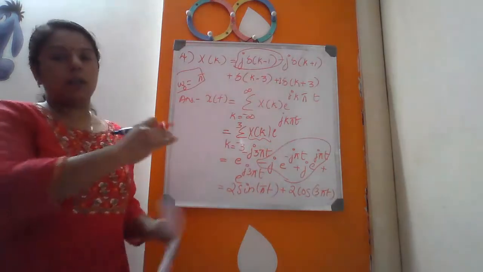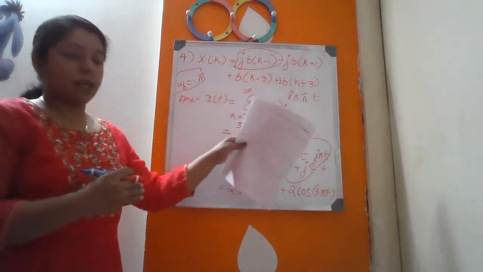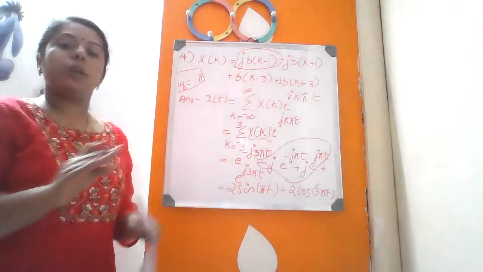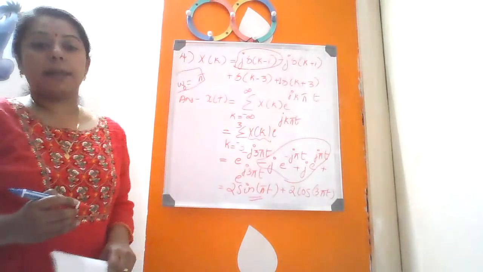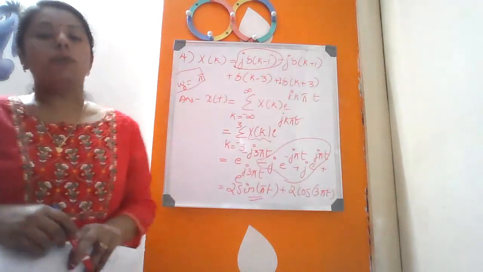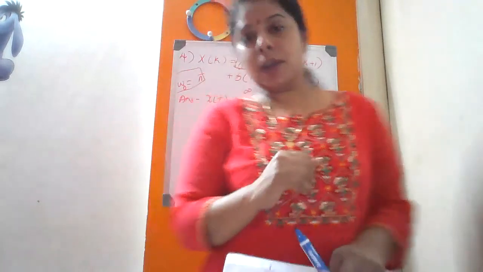So whatever you are getting after expanding the summation, try to represent it in terms of sine and cos. So this is the time domain signal you are getting for the given Fourier series coefficients.